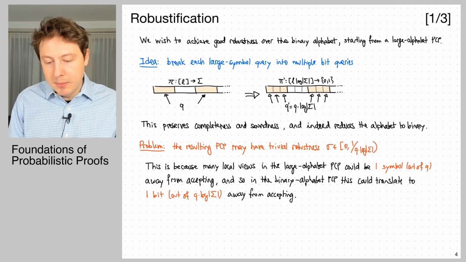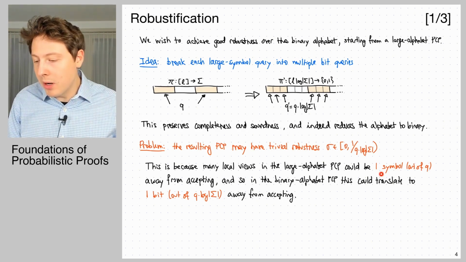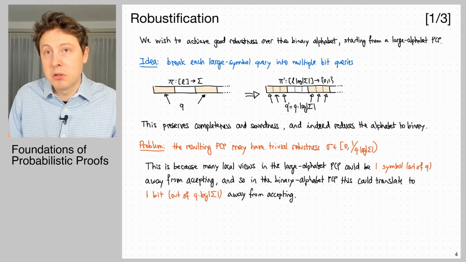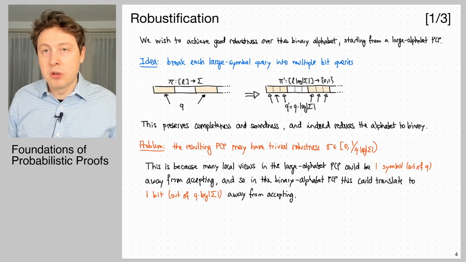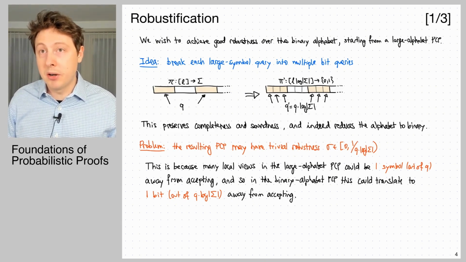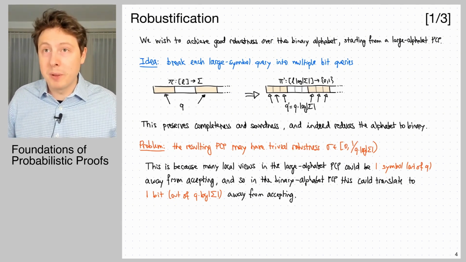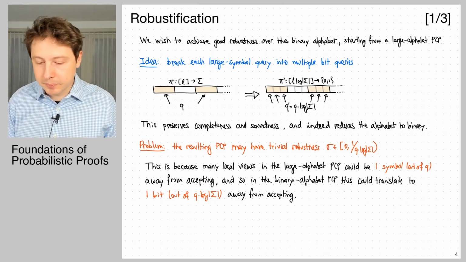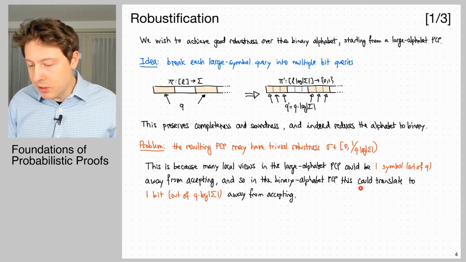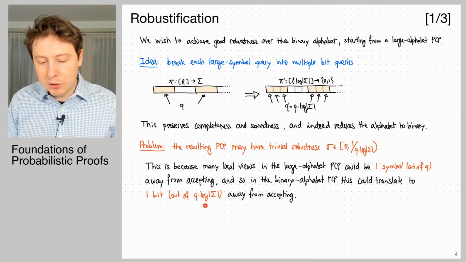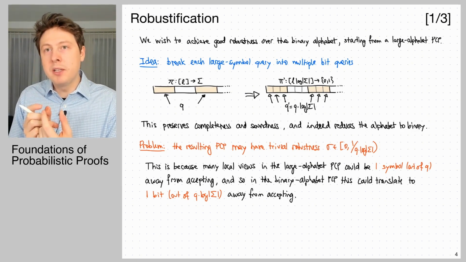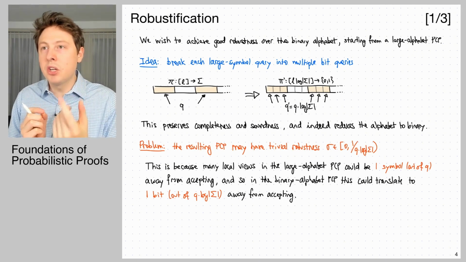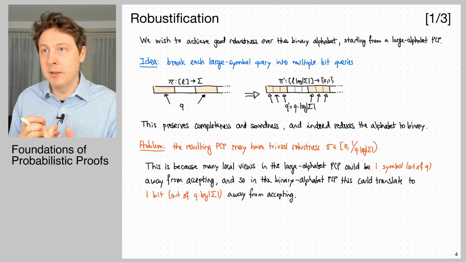Well, many local views in the large alphabet PCP could be maybe 1 symbol out of Q away from accepting, because we are starting from some generic large alphabet PCP. All we really know is normal soundness, which says most local views are not accepting, but we don't know that most local views are far from accepting. So they may all be 1 symbol away from accepting, very close. And so in the binary alphabet PCP, this could translate to 1 bit out of Q log sigma away from accepting, because when two large symbols differ, it could be that they differ in 1 bit only. So you lose an additional factor of log sigma in that distance.